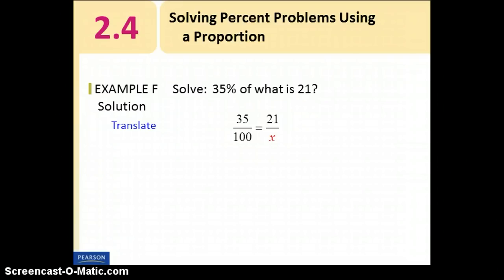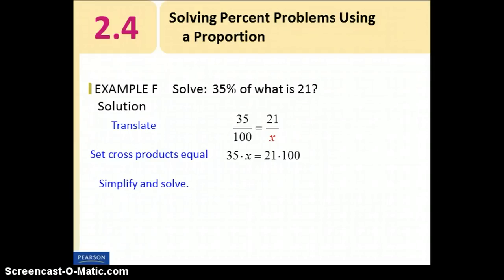Next, we have to solve this proportion to answer the question. Recall that we solve proportions by cross-multiplying and setting those cross products equal to each other. Thus we have 35 times x, which is one of the cross products, is equal to 21 times 100, which is the other cross product. Simplifying and solving by dividing both sides by 35 to isolate x, we obtain our solution of x equals 60. Thus 35% of 60 is 21.